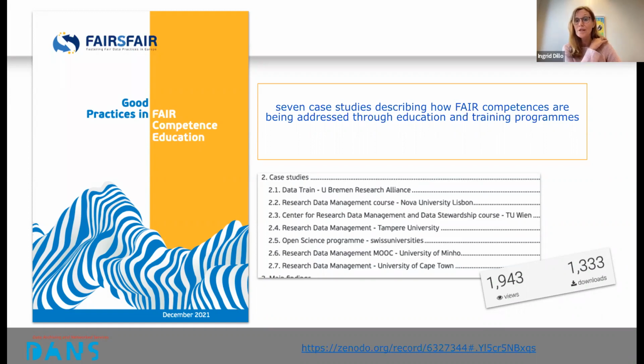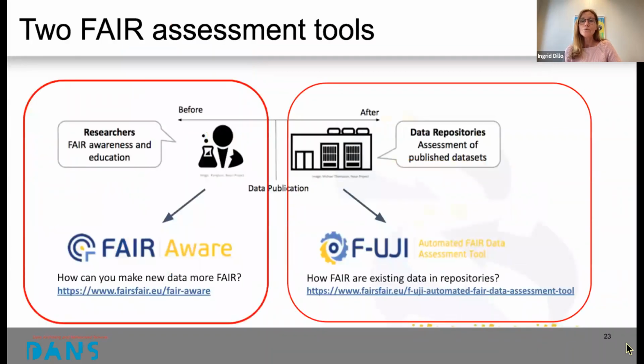So that really shows that it contains valuable information. The second output that we're going to look at is the HEIS tool. Now, the HEIS tool, as you can see in this slide, is a tool that helps you to assess the fairness of data that have already been published and are available, for example, in a data repository.